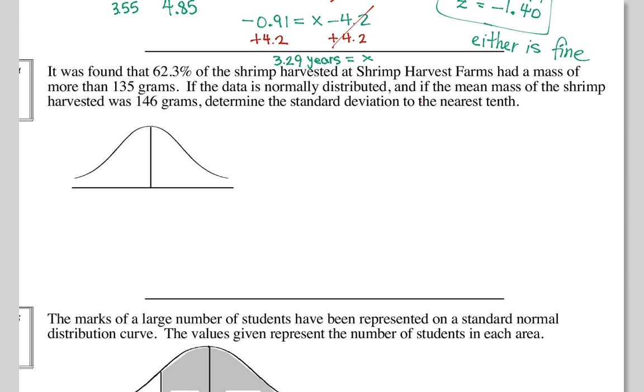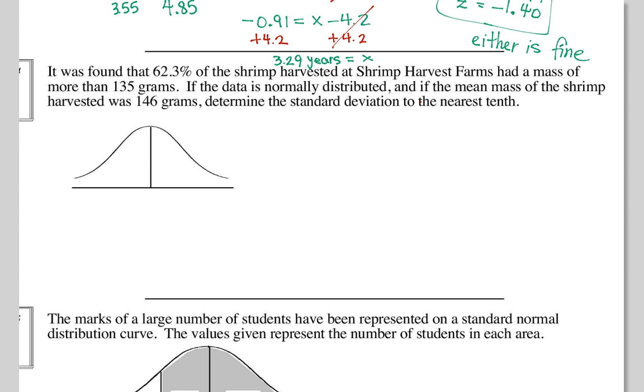Okay, here we go. It was found that about 60% of the shrimp harvested at this shrimp harvest farms has a mass of more than 135 grams. All right. Does it matter that it's about shrimp and the shrimp company? No, it could be any context. All you need to think about is this 62.3%. Is that a z-score or is that an area? Area. So from that area, we could work backwards to find a z-score. And then the 135 grams is what we're interested in.